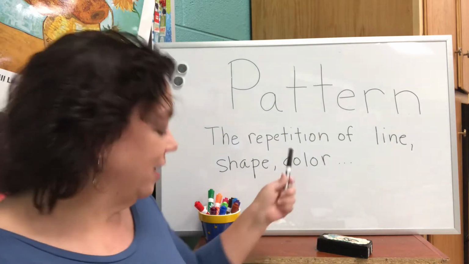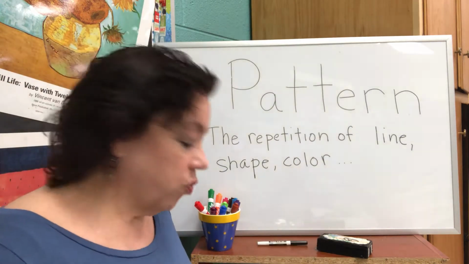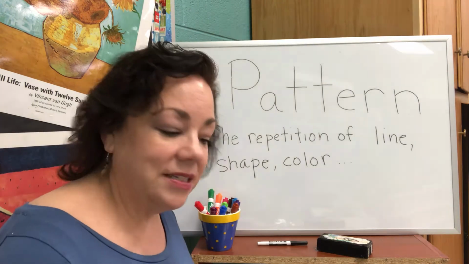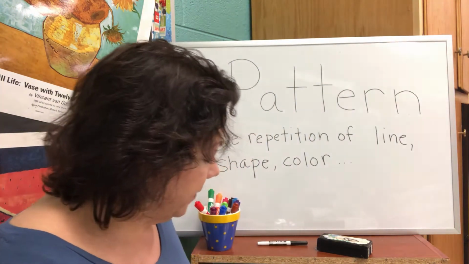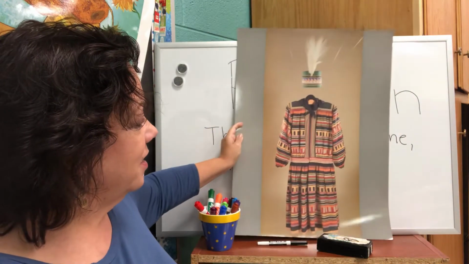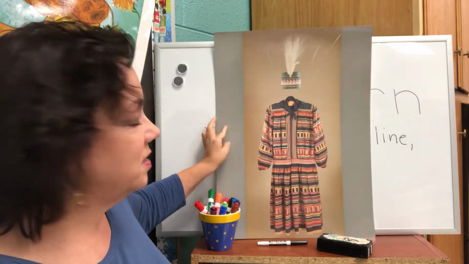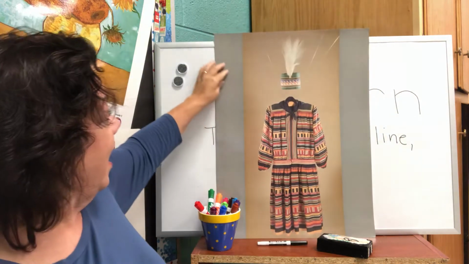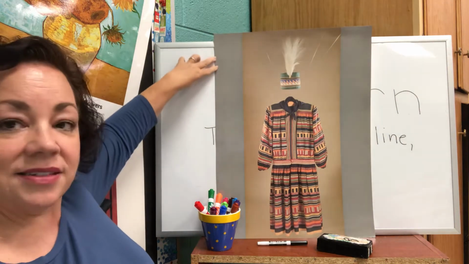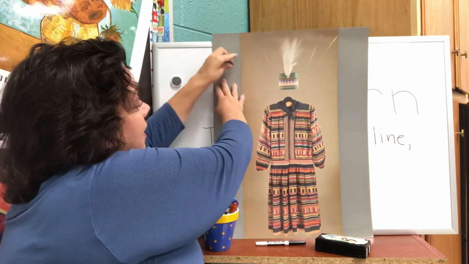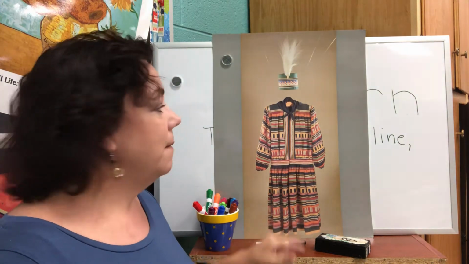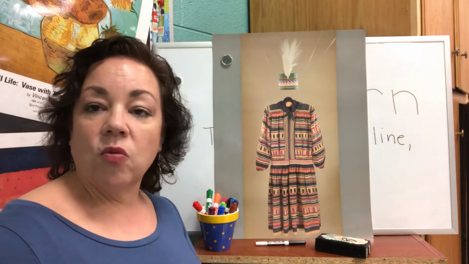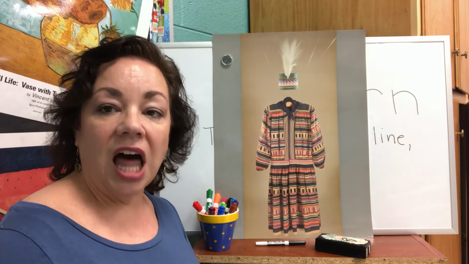So, pattern. When I say it's a repetition, we're going to look at some examples of artwork here. Art and artifacts, I should say. This is a Native American ceremonial robe, and you can see it has a pattern. Okay? It is not just a plain solid color, it has a pattern. And in this case, it is a striped pattern. Stripes are a repetition of line.